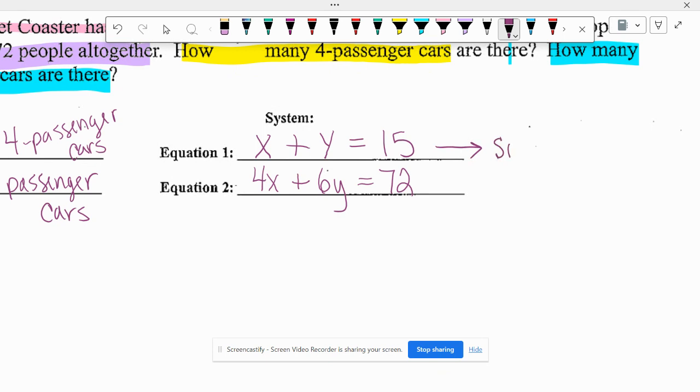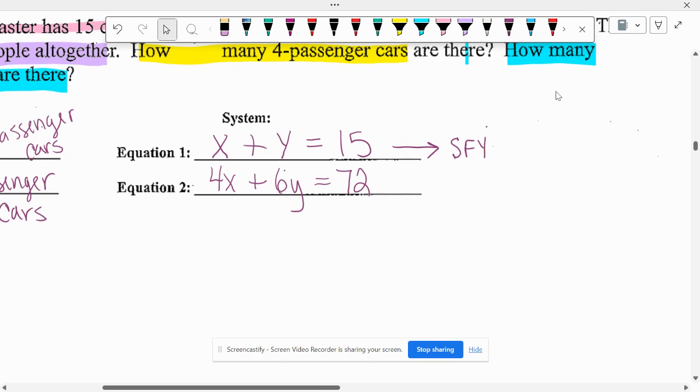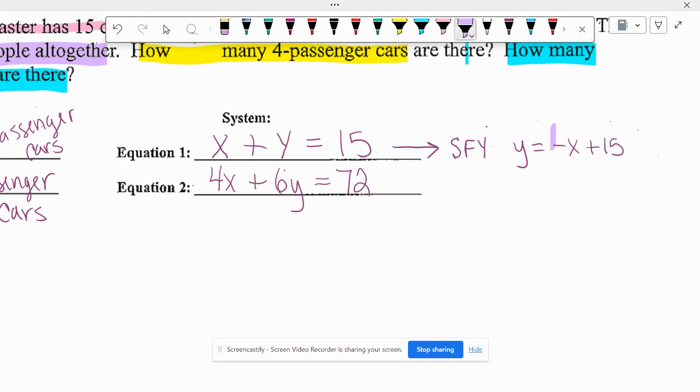So let's take equation number 1 and solve for y. We've been solving for y for quite a while. If I'm trying to get y all by itself, what do I have to do? Draw the x to the other side. Yeah. So that's going to become negative. Y equals negative x plus 15. Remember, when you drag it across, it changes the sign. You're subtracting it. So I'm going to take this expression right here and plug that into the next equation. So 4x plus 6 times, well, this is my y value, negative x plus 15 equals 72.